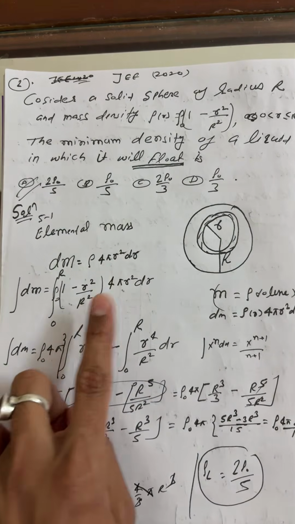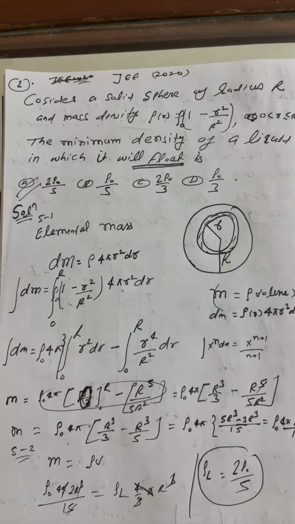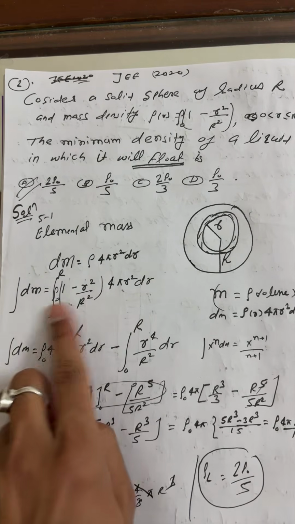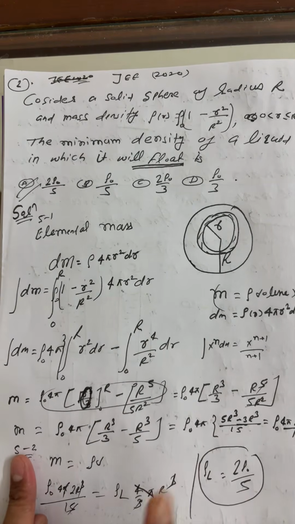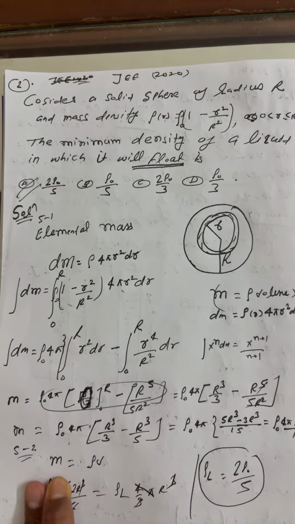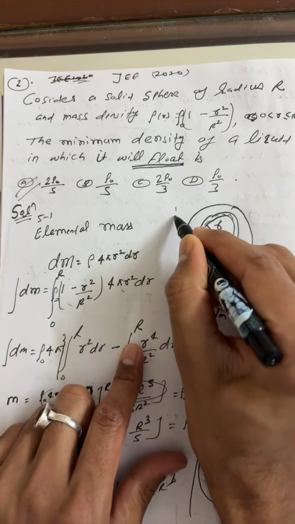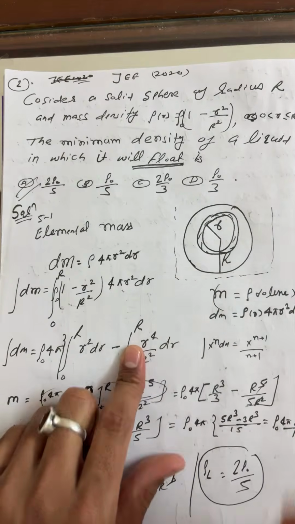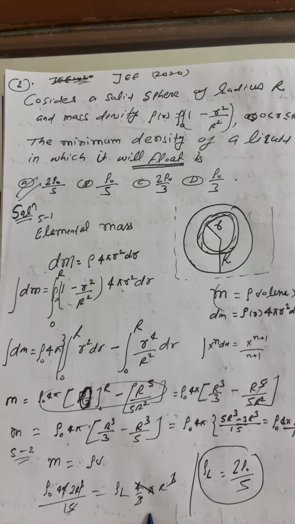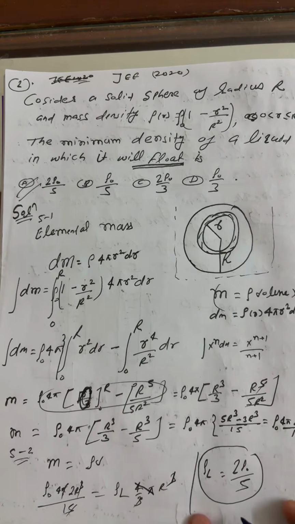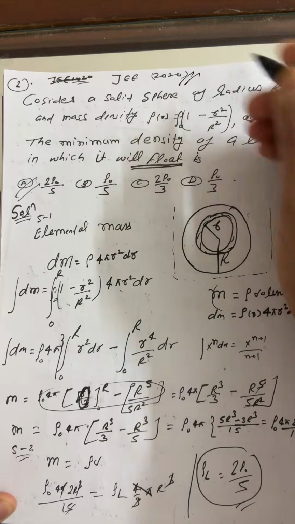Then feed in the entire value of dm and integrate. Finally you will get the mass. Part B is to find the density of liquid, so mass equals density of liquid into volume, since this entire sphere is the liquid. The volume of a sphere is 4 by 3 pi r cube. We can replace it and you will get the density of liquid as 2 rho naught by 5. That is the question asked in JEE.